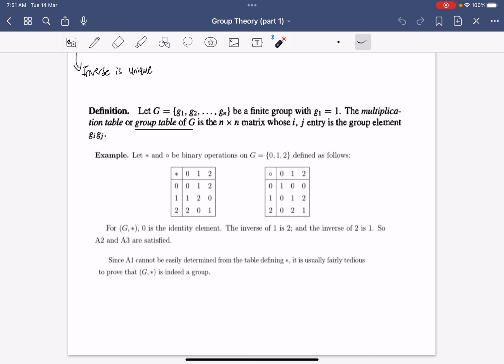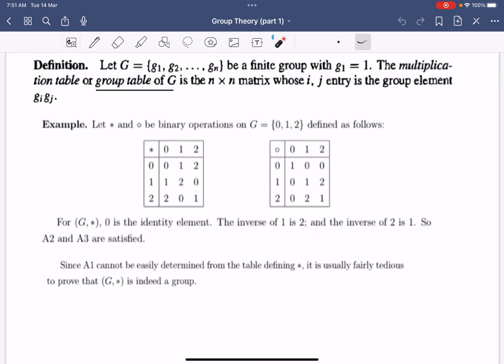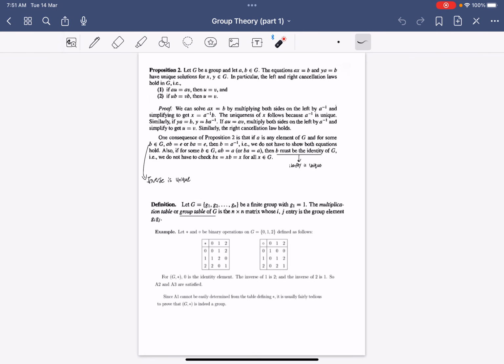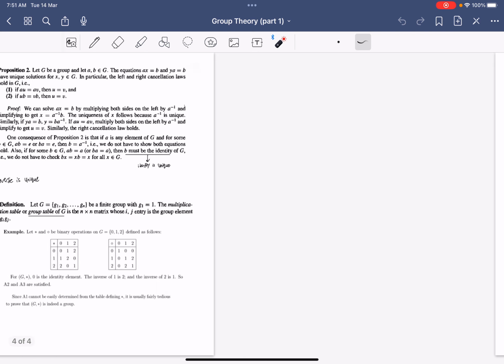But the last part is it's difficult to check associativity because you don't show the associativity in the group table. But what it allows you to check is whether the operation has an inverse and an identity.